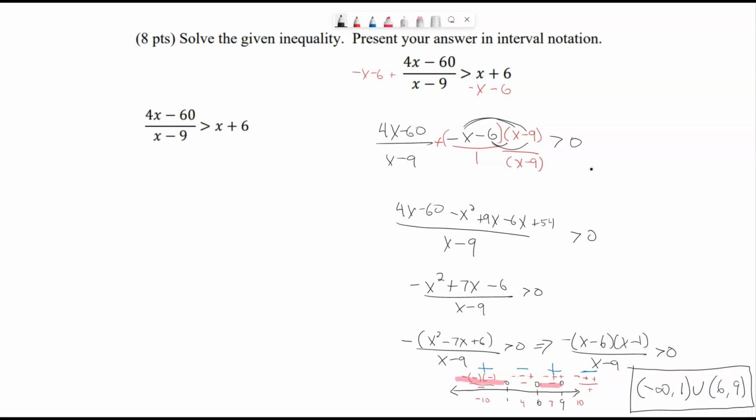So, a lot of students look to find a way to speed this process up. One way that's scary is clearing fractions. Now, why is this scary?